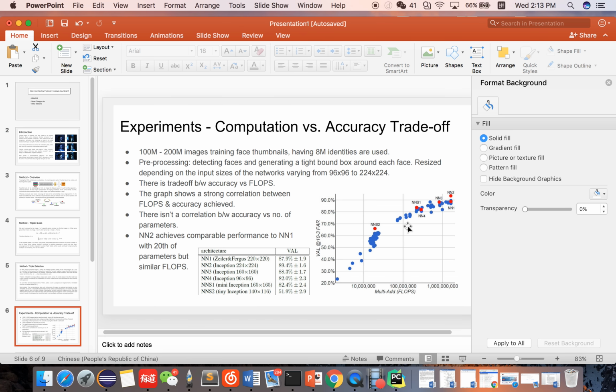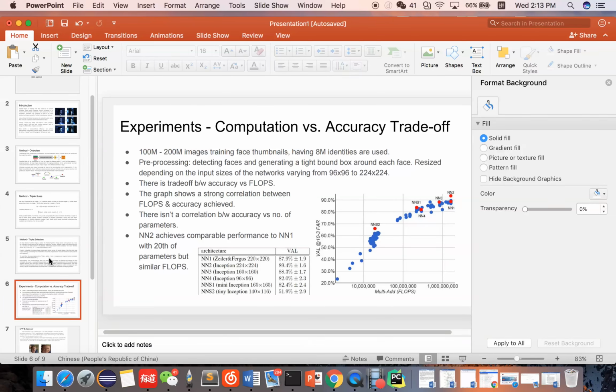If we want to deploy our algorithm on mobile devices, we can use NNS2. It has about a 70% validation rate, which is acceptable, and it has very small FLOPs, so it can be deployed on our mobile devices.